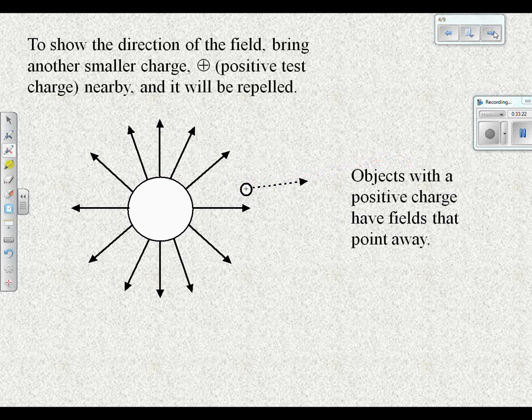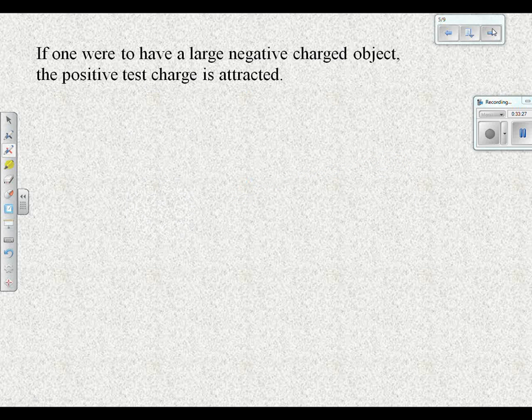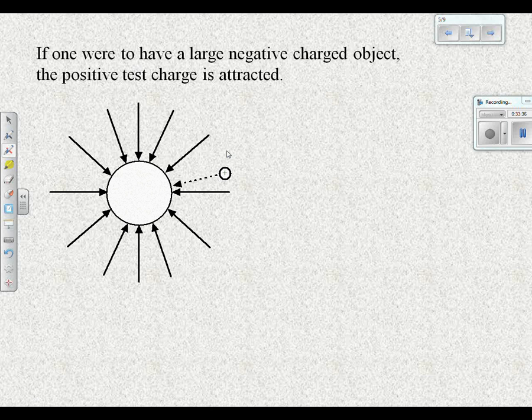Objects with a positive charge have fields that point away. If we were to have a large negatively charged object, the positive test charge is attracted, and the field lines point in which direction? Towards. Big negative charge, towards. Okay?